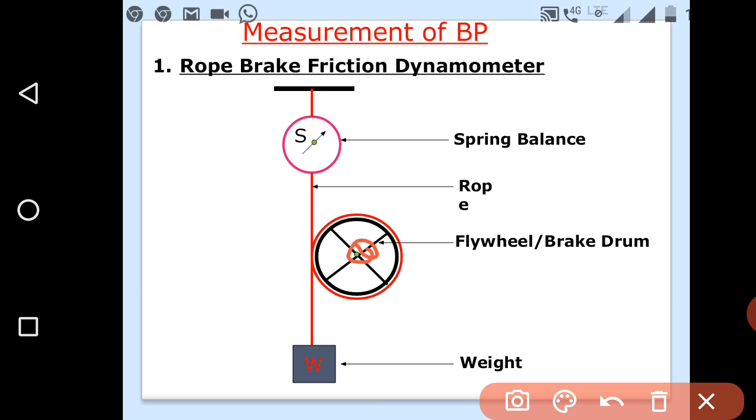We can calculate the torque acting on the brake drum, and with the help of torque we can equate it with the power produced by the crankshaft, or power produced by the engine, and find out the brake power of the engine.